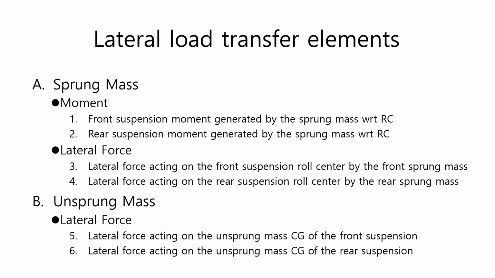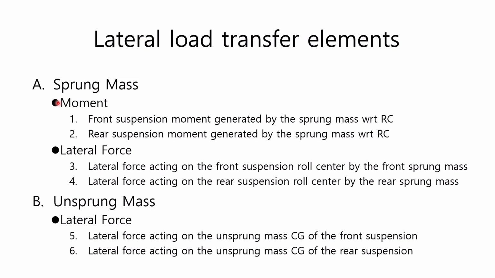Let's learn about what types of elements there are in the lateral load transfer. There are 6 lateral load transfer elements that lateral acceleration generates. As explained in the previous videos, there are 2 types of vehicle mass, and both the sprung mass and the unsprung mass contribute to the lateral load transfer.